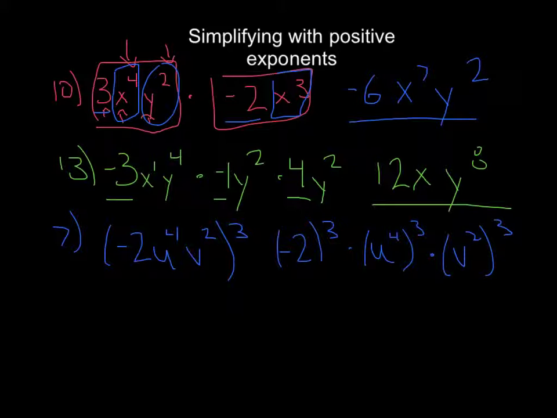So when we do that, -2 cubed is -2 times -2 times -2, which is -2 times -2 is 4, times -2 is -8. And then when we raise a power to another power, we multiply. So we have u to the 12th, v to the 6th.